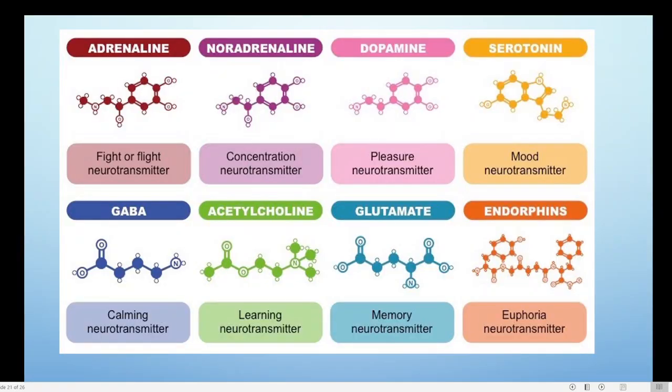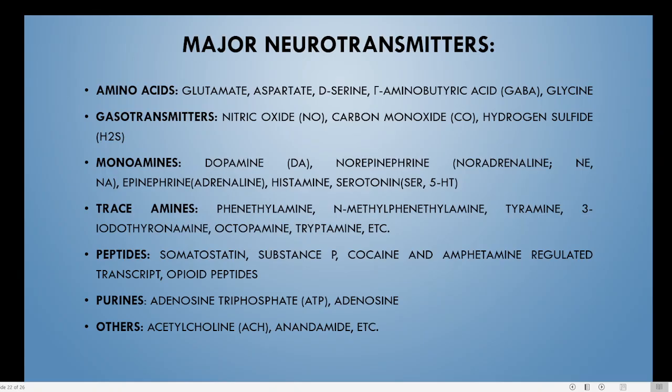These are the various types of neurotransmitter that we have discussed so far: adrenaline, noradrenaline, dopamine, serotonin, GABA, acetylcholine, glutamate, and endorphin. These are the major categories of neurotransmitter which I have been telling earlier. There are 7 biochemical categories: amino acid, gasotransmitter, monoamines, trace amines, peptide, purine, and others.